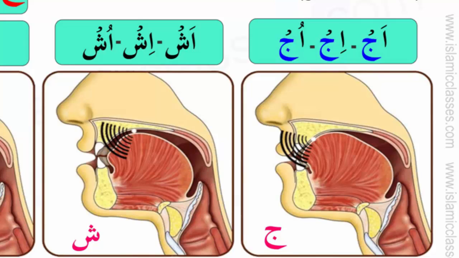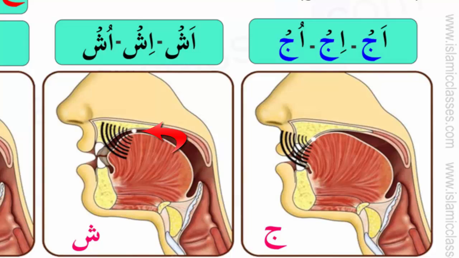So maybe you are looking that in this image of Jeem, the tongue is touching the middle of the palate, but here you look that there is a minor gap. There is a gap between the tongue and the roof of the mouth. You can see there is a gap between the tongue and the roof of the mouth.